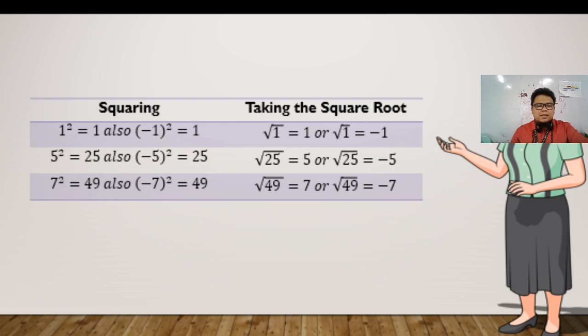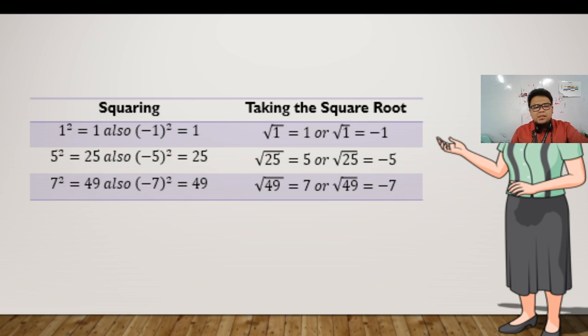Look at this table. This part is an example of squaring, and this part is an example of taking the square root. 1 squared is equal to 1, and negative 1 squared is also equal to 1. Remember, negative 1 squared means you multiply negative 1 by itself, so it becomes negative 1 times negative 1. If we multiply two negatives, the result is positive. So negative 1 squared is equal to 1.